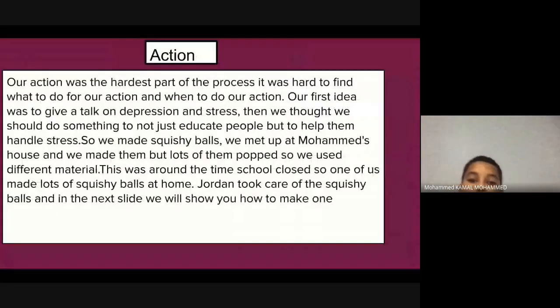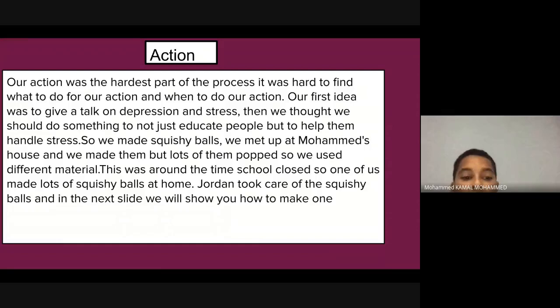Action. Our action was the hardest part of the process. It was hard to find what to do for our action and when to do our action. Our first idea was to give a talk on depression and stress. Then we thought we should do something not just to educate people, but to help them handle stress. So we made a squishy ball.